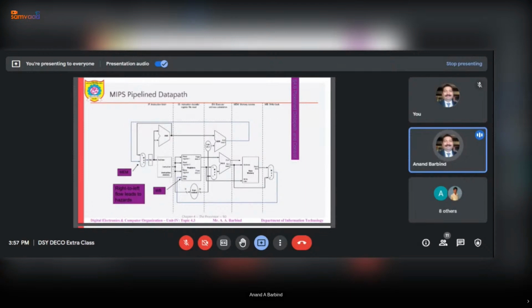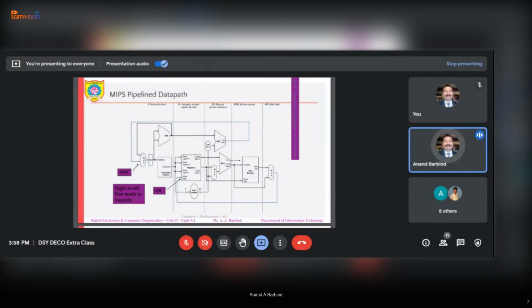For example, for fetching the instruction, you need 200 picoseconds. For executing the operation in the ALU, you need 200 picoseconds. For accessing the data memory, you need 200 picoseconds. But for actually writing back into the register or reading from the register, you don't need 200 picoseconds. This operation can be done in only 100 picoseconds. So like that it will be done.